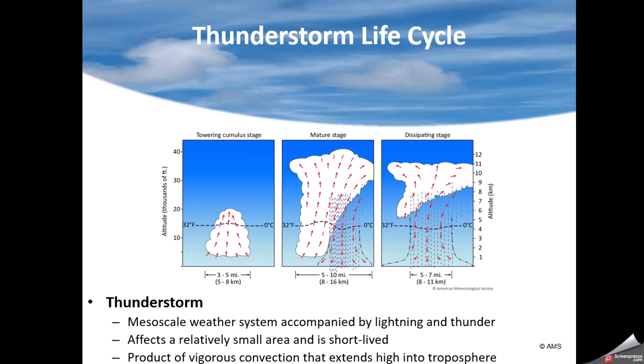Basically, we've talked about parcels of air rising. So here you have an air parcel rising on the left-hand side, 3 to 5 miles across, all the air is going up, developing a towering cumulus cloud. At some point, enough air has gone up, it's cooled enough, and you begin to get the condensation and you get rain. Well, with that, you wind up with an area of wind that starts to come back down with that precipitation. So you wind up with an area of wind coming up and wind coming down.